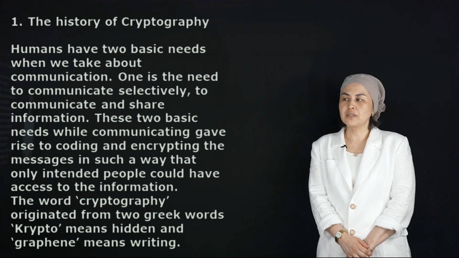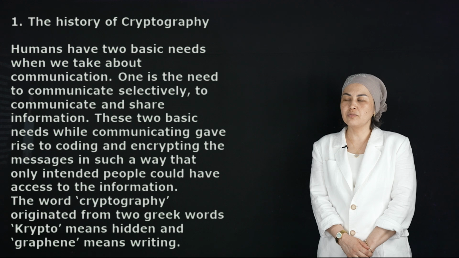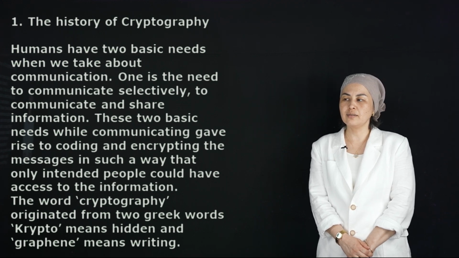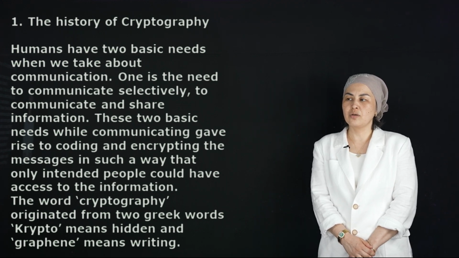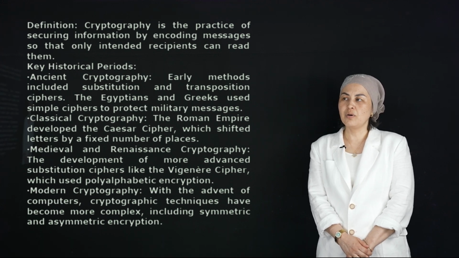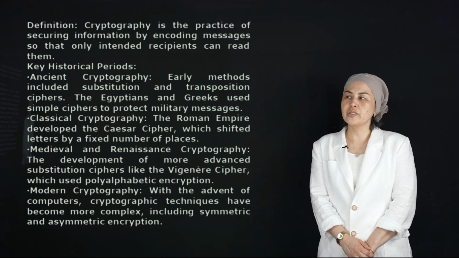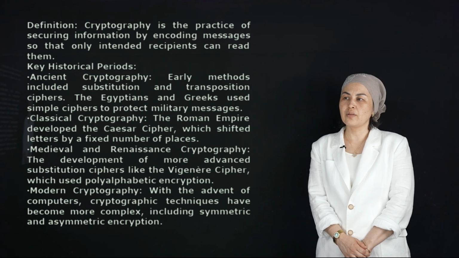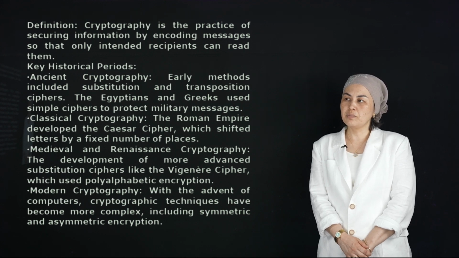The word cryptography originated from two Greek words. Crypto means hidden and graphein means writing. So we have a definition of cryptography. What is it? Cryptography is the practice of securing information by encoding messages so that only intended recipients can read them. Key historical periods. The first is ancient cryptography.